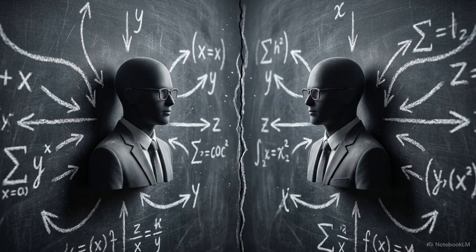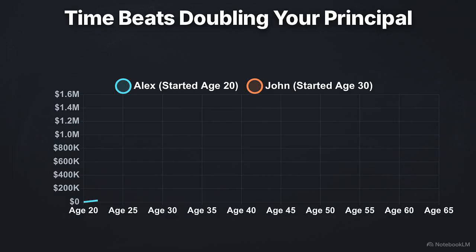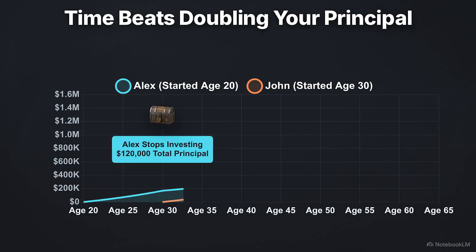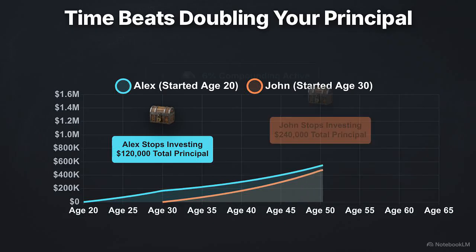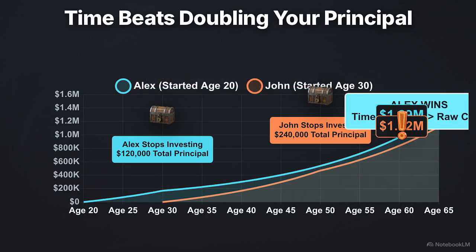Let's prove the power of that exponent with a real-world scenario comparing two investors, Alex and John. Alex starts early. She invests $1,000 a month starting at age 20 and stops completely at 30. Her total committed principal is $120,000. John delays his strategy, starting at age 30 until 50. He invests for twice as long, committing $240,000. Assuming a 6% return until age 65, Alex ends up wealthier, despite investing half the cash. Alex wins because she started a full decade earlier. Her money had more time to cycle through the exponential curve.